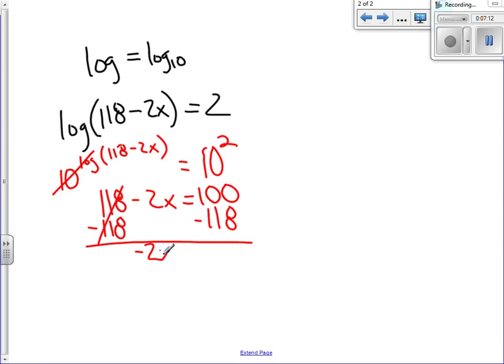Negative 2x is going to drop down. 100 minus 118 is negative 18. To get x by itself, divide both sides by negative 2, and our x is 9. Okay?